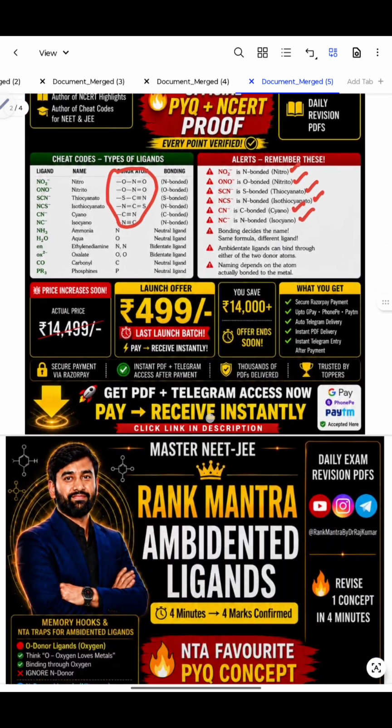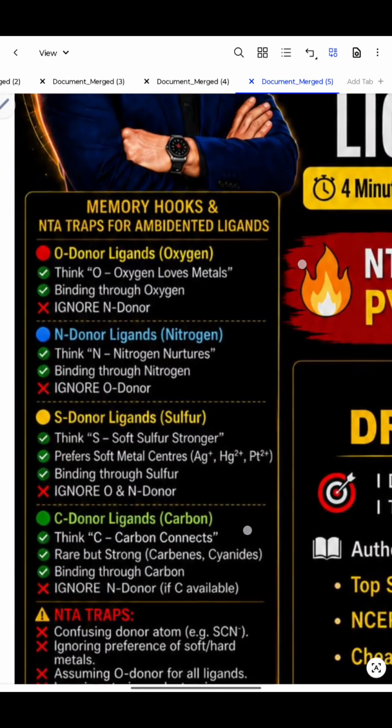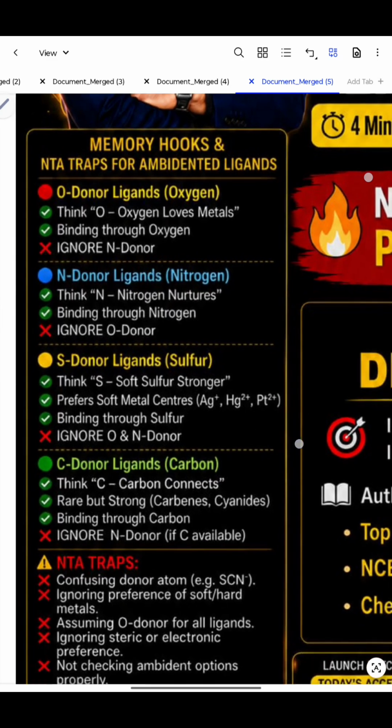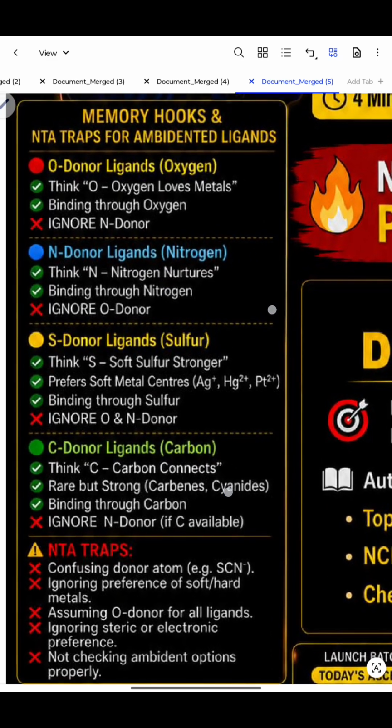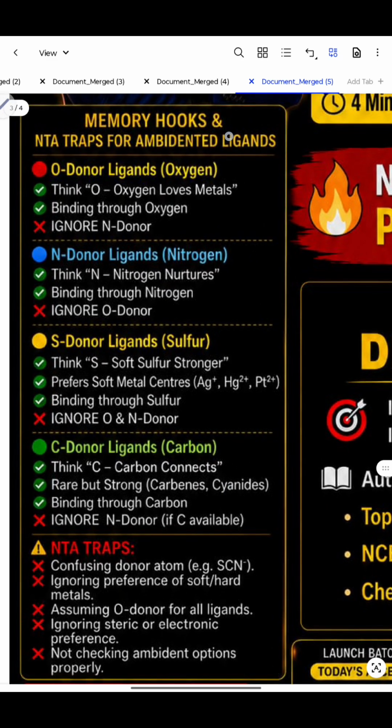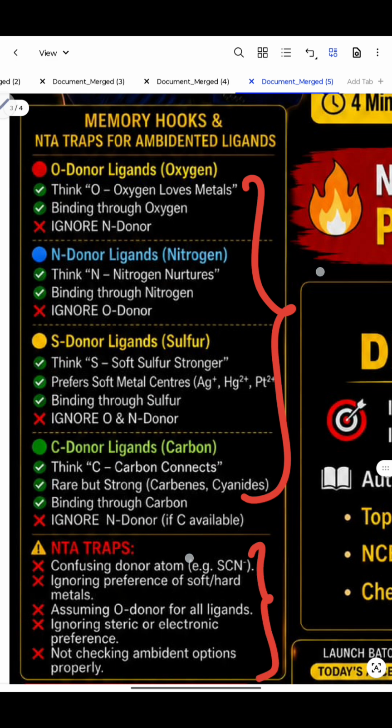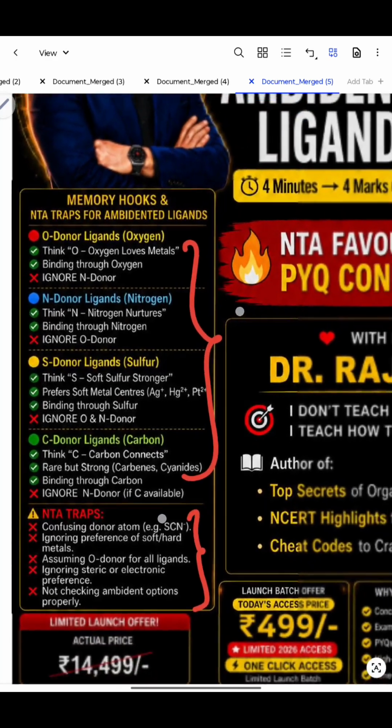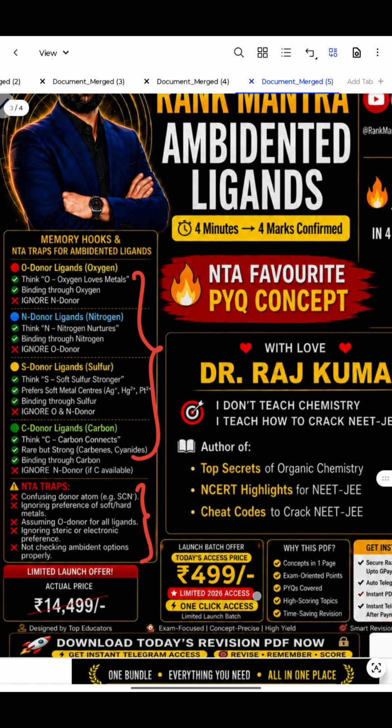So let's go into a deeper part of this. You can see here very clearly the memory hooks and the NTA traps. I have given detailed notes. You can take the screenshot, or to avail this PDF, see the description below. You can look here at the memory hooks and the NTA traps for oxygen donor ligands, nitrogen donor ligands, sulfur containing donor ligands, and carbon containing donor ligands. Only these are there in your syllabus, and only from these will your examiner put down the question. We can see a few more lines related to the NTA traps, so you can easily capture the question in the exam. It is an easy 4 marks direct question.